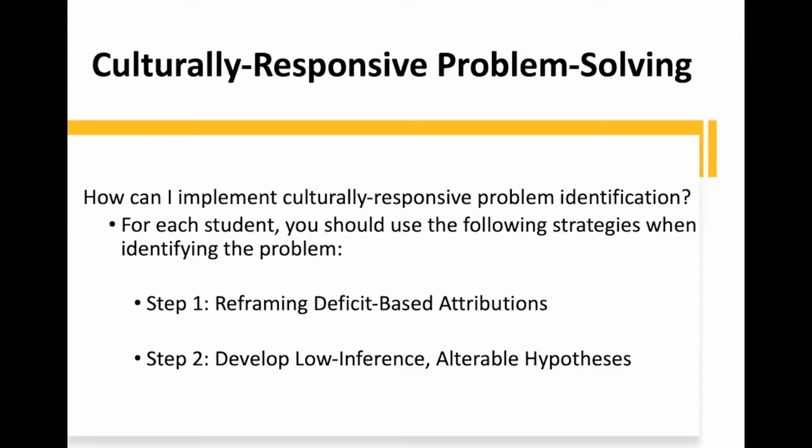So there are 2 strategies, if you will, that I'm going to talk about in terms of problem identification that we can use that help us to address the ways in which stereotypes, biases, and prejudices can manifest themselves in a team-based setting, and how we start to challenge that thinking and move in a different direction. Those 2 strategies are reframing deficit-based attributions, and the second one is developing low inference alterable hypotheses. So we're going to go through both of those.